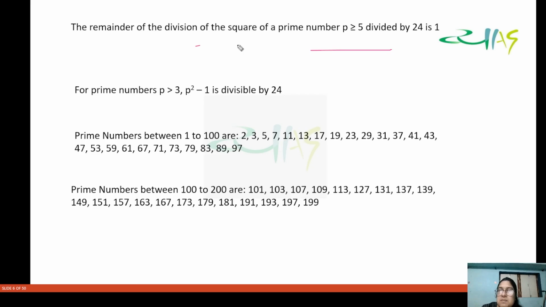So the remainder of the division of the square of a prime number, what I meant here, is that you take a prime number, square it, and divide it by 24. You will always get the remainder 1. Similarly, take a prime number, square it, subtract 1, and divide by 24. You will always get a completely divisible number.